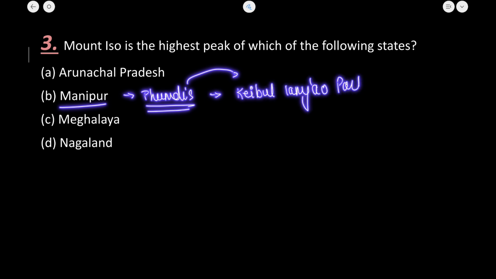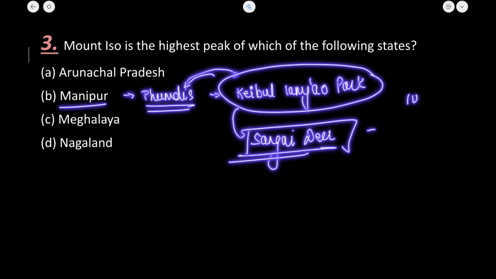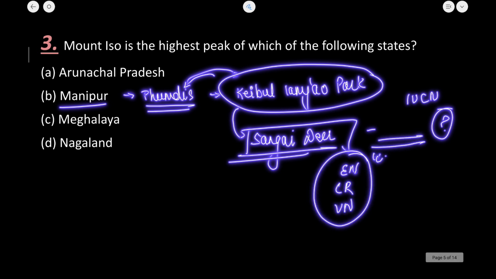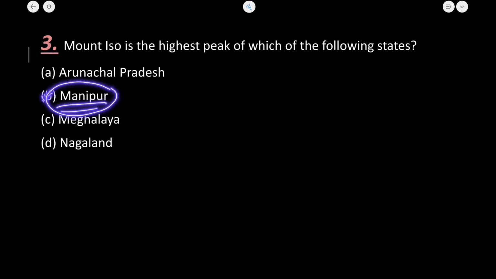Now, in Keibul Lamjao Park there are Phumdis and the Sangai deer is also there. Now you have to tell me in the comment section what this Sangai deer's IUCN status is. Is it endangered, critically endangered, or is this species vulnerable? This you have to tell me in the comment section. So regarding Manipur, you have to know these points. Let us now move to the next question.